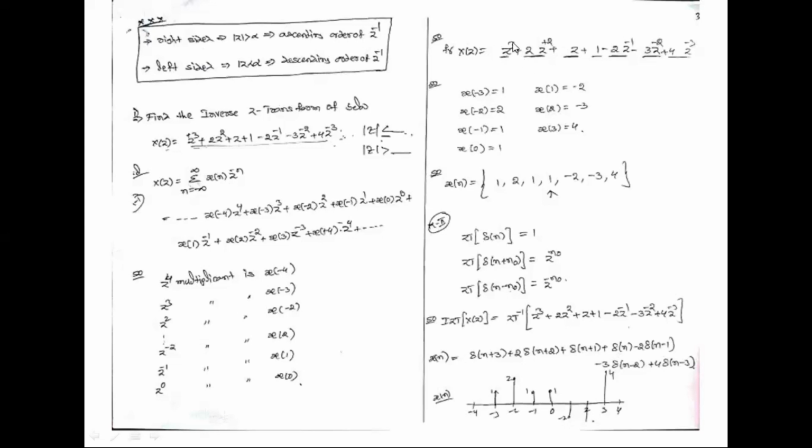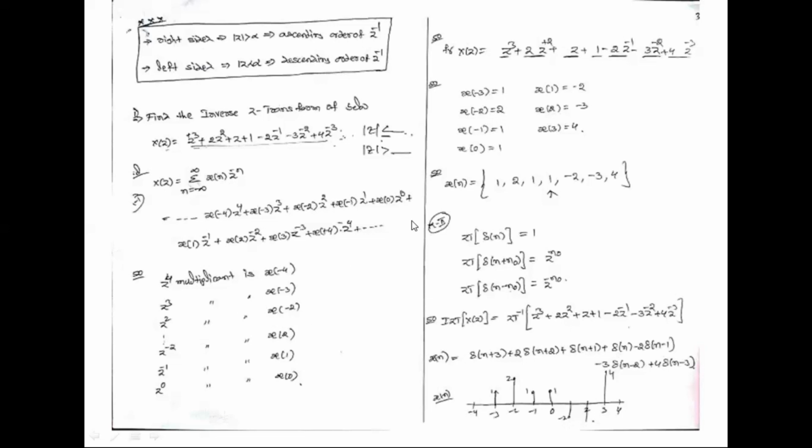The positive powers of z. Here you see z cube is the multiplicand for x of minus 3. So for x of minus 3 from this function, the value is 1. And x of minus 2 is the multiplication factor of z square. So the z square coefficient is 2 here. So x of minus 2 is 2.